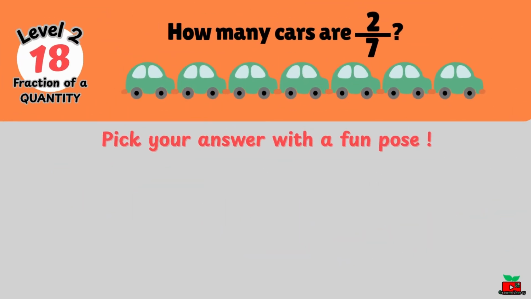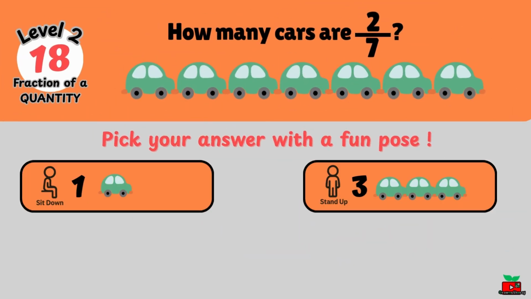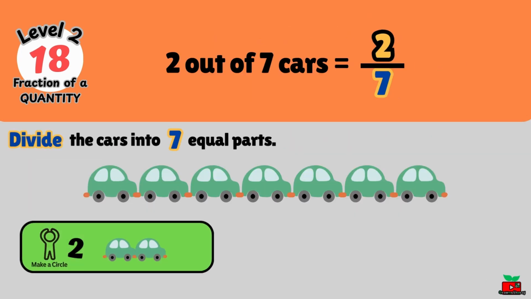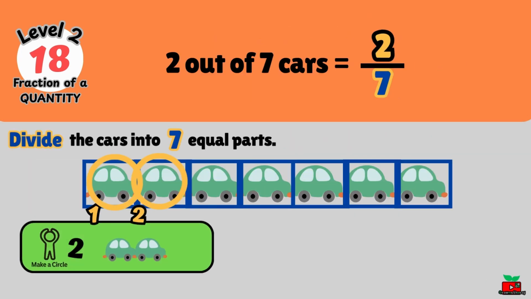How many cars are 2/7? 1, 3, 2, or 4? 2. 2 out of 7 cars are 2/7.